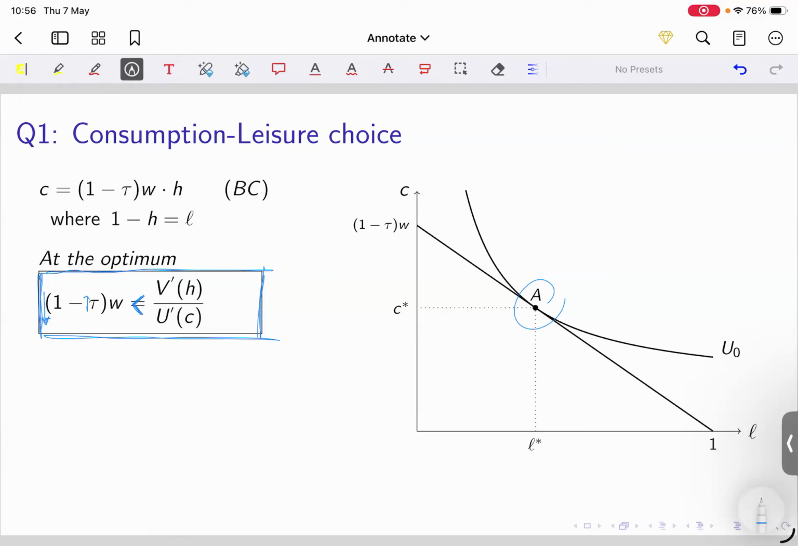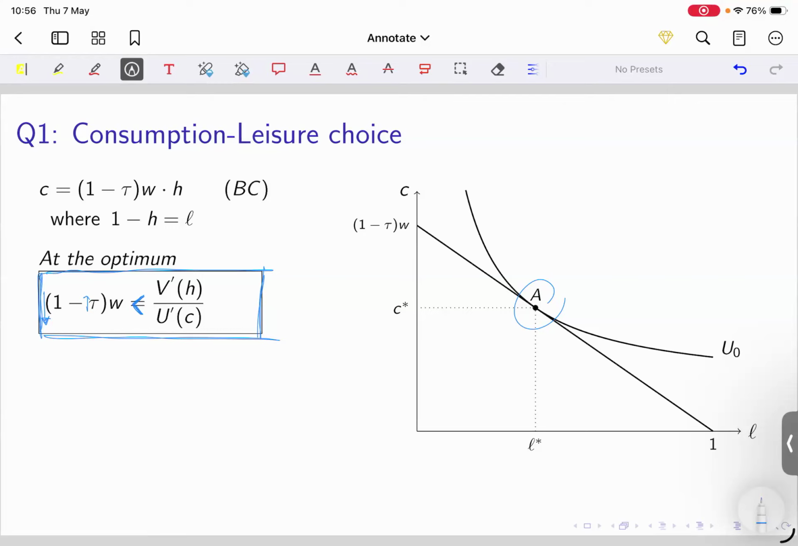So geometrically, what does this mean? I'm saying the slope of my new budget line is actually lower, so geometrically flatter than the tangency point at which I was, this A, the line tangent to the indifference curve.